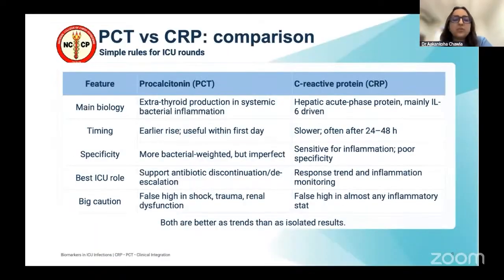Now, when you compare the two, procalcitonin and CRP, we know that procalcitonin is from the extrathyroid tissue and CRP is from hepatocytes. Procalcitonin rises early within the first day, and CRP is often after 24 to 48 hours. Procalcitonin is more bacterial weighted, but it's not a perfect marker, and CRP is more sensitive for inflammation, but it lacks specificity. Procalcitonin would support antibiotic discontinuation or de-escalation, whereas CRP tells you response trend and inflammation monitoring.